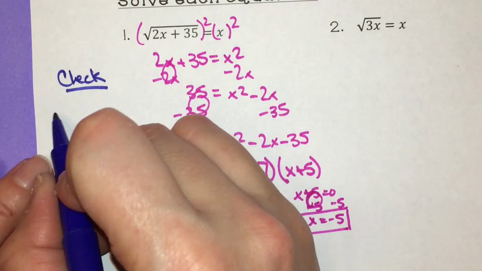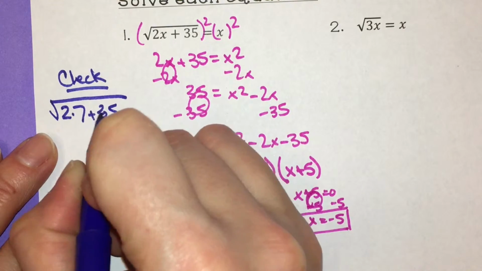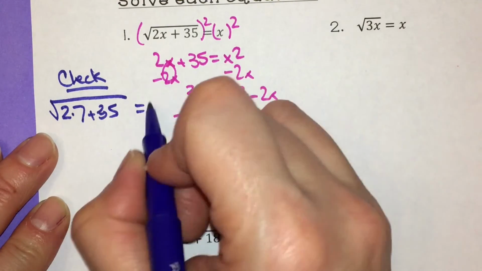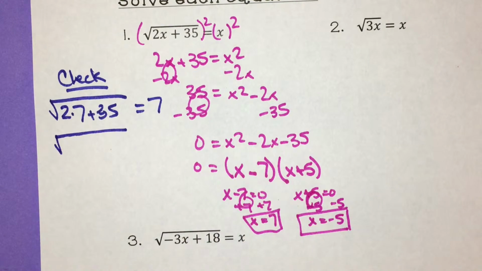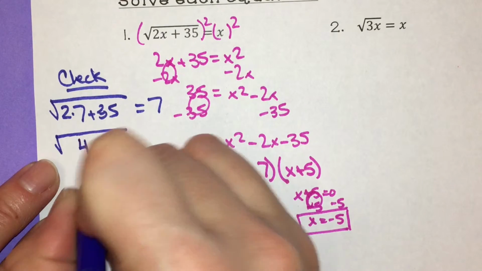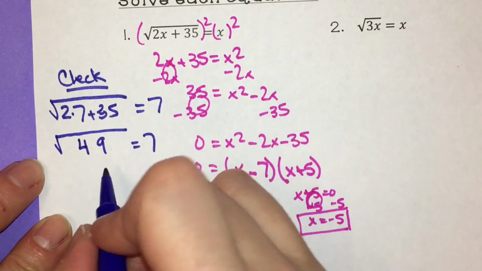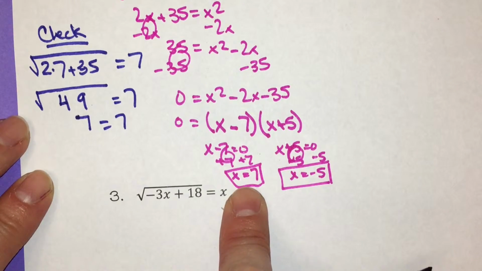Plug in 7. Square root of 2 times 7 plus 35 should equal 7. All right, 2 times 7 is 14. 14 plus 35 is 49. That should equal 7. Square root of 49 is 7. The two sides are equal, so I know this is correct.